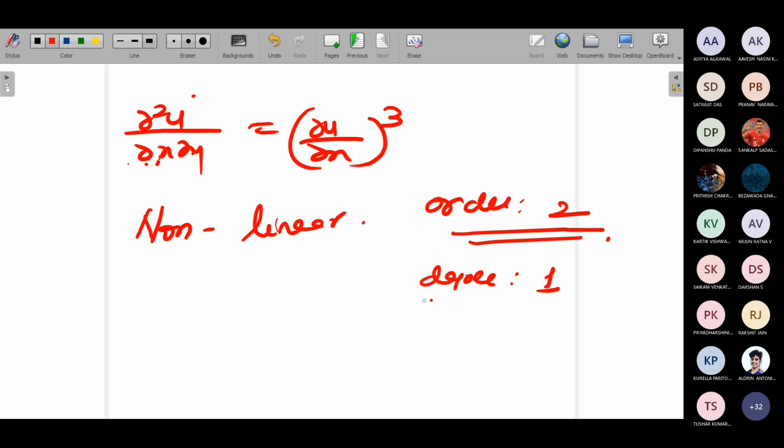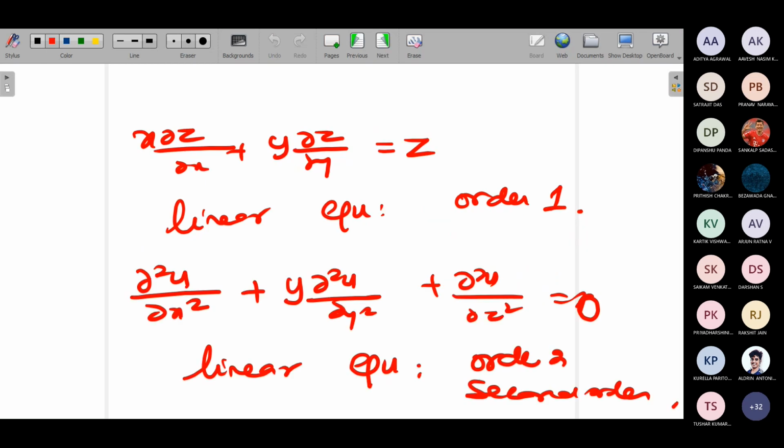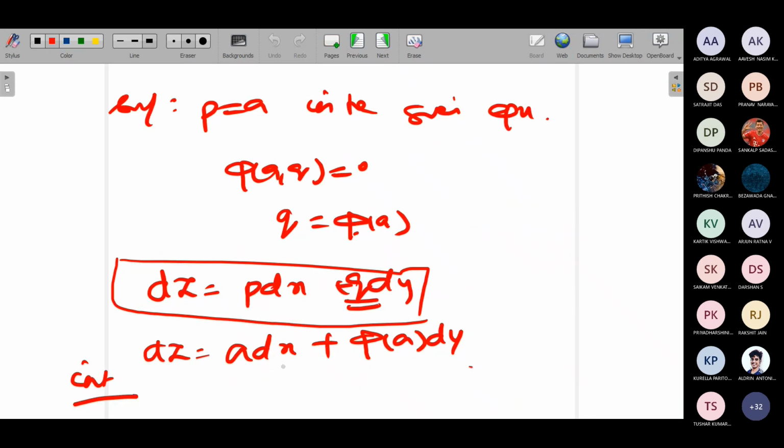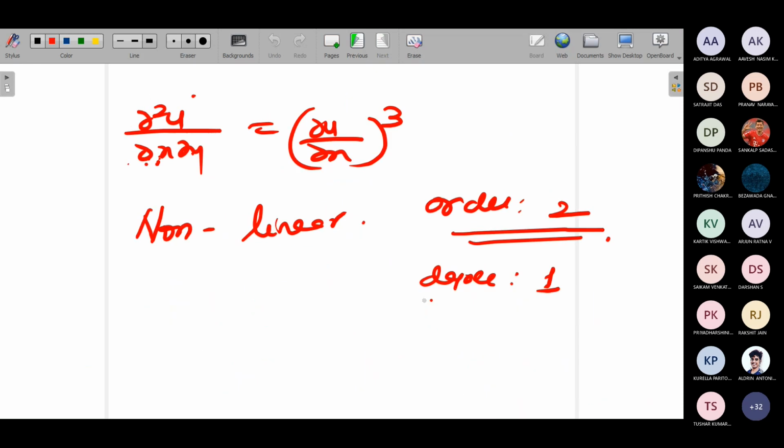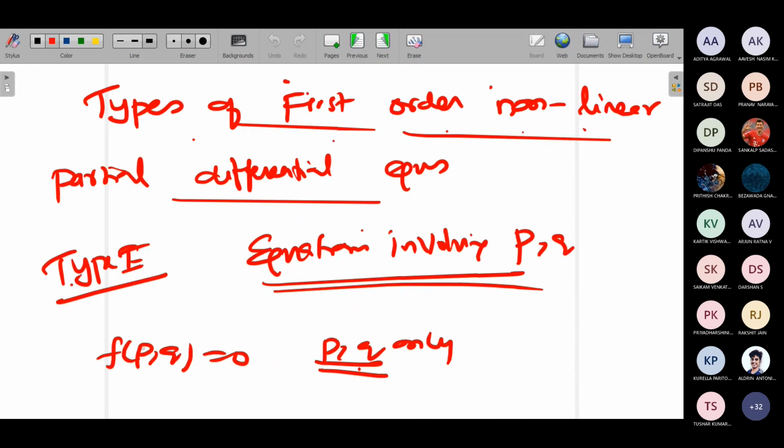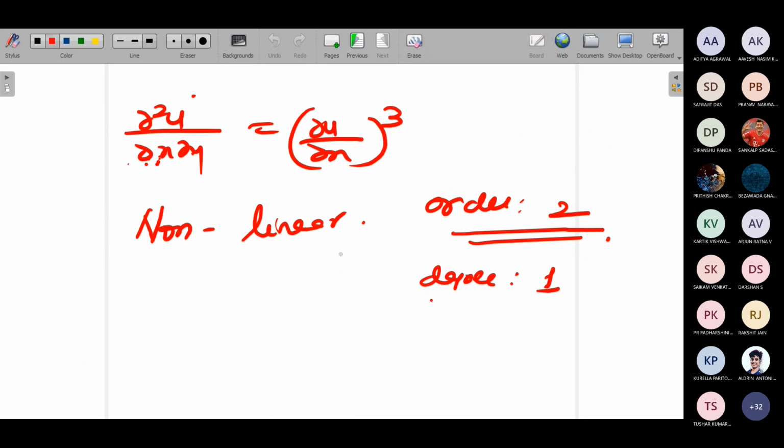Okay, so I hope you understand what a linear equation is. Here also it is a linear equation. It is a first order linear equation. It is a second order linear equation. And this is a non-linear equation. So what is it that we are seeing here? Types of first order non-linear PDE. We are taking non-linear PDE involving only first order. Is it clear? Fine. Yes, ma'am.